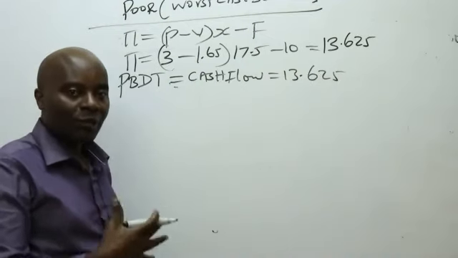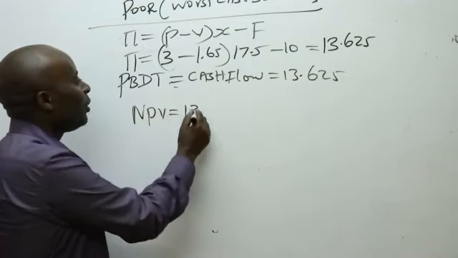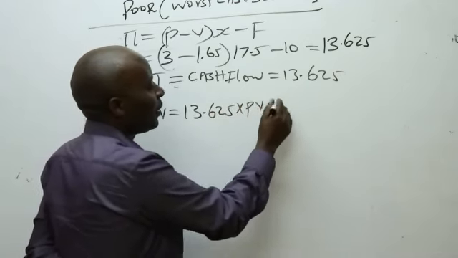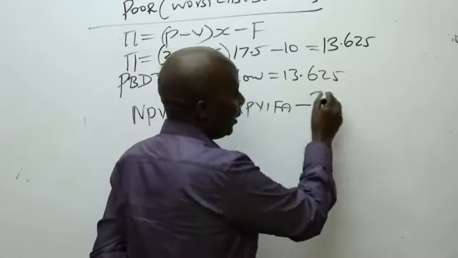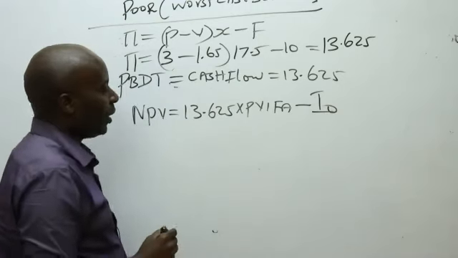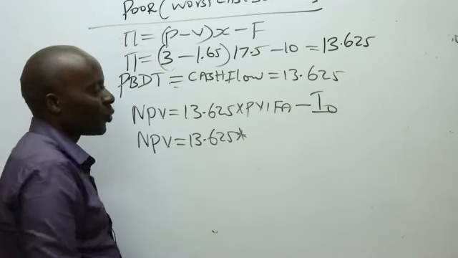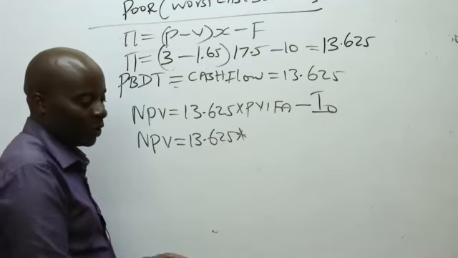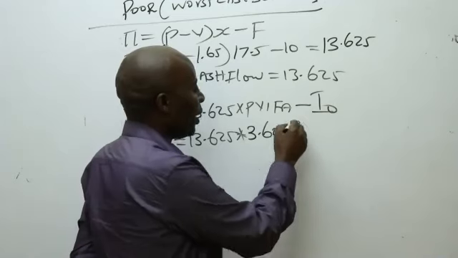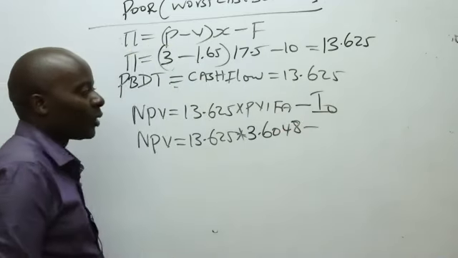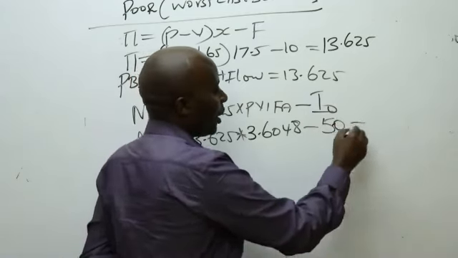So of course they want us to give them net present value. Having gotten this cash flow, my net present value will be 13.625 times PV5. There's no scrap in this question. So minus the initial outlay. So our NPV, ladies and gentlemen, will be equal to 13.625 multiplied by the PV factor. The PV factor, we believe, will not change. 12% is the same, 5 years still the same. So times 3.6048 minus the initial outlay. Initial outlay of what? 50 million. So could you kindly give us an answer?